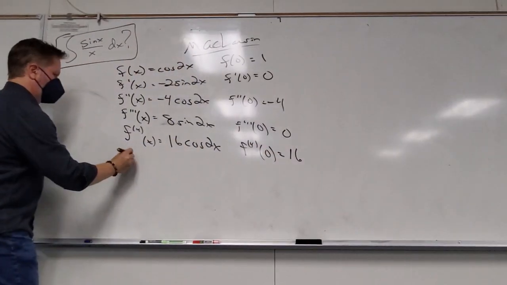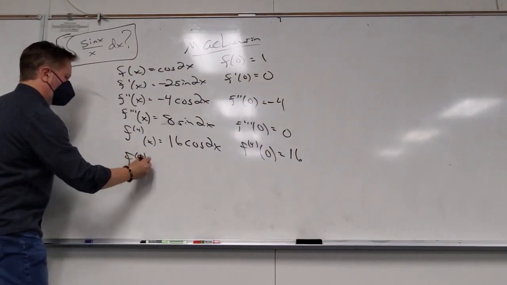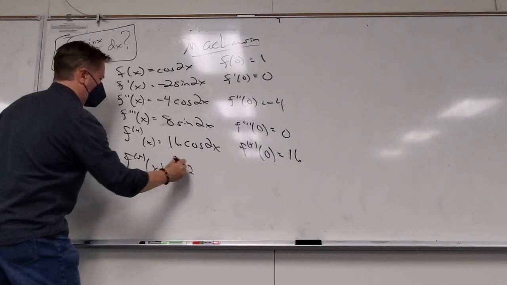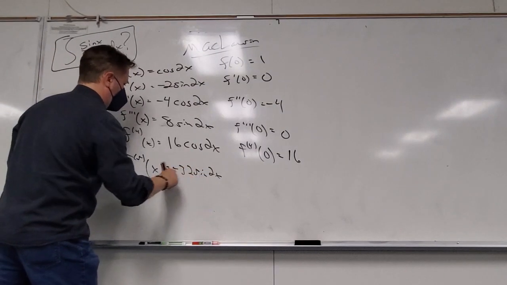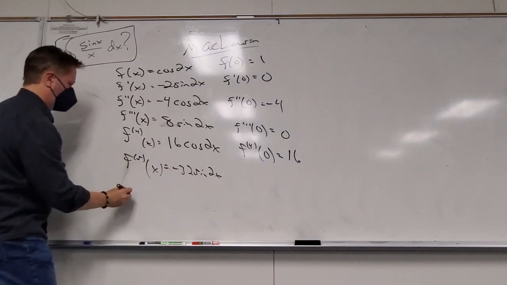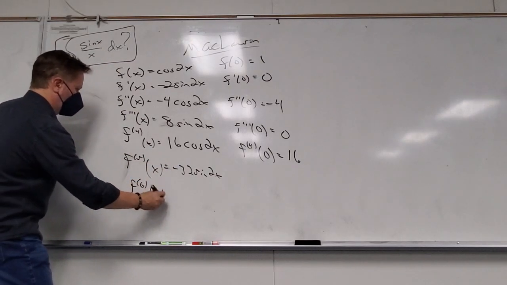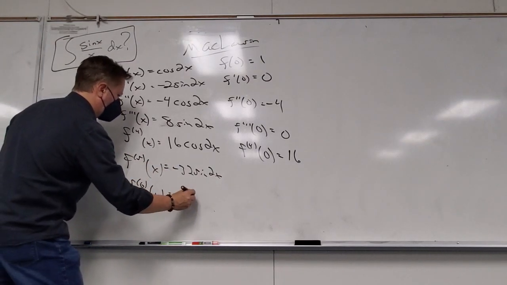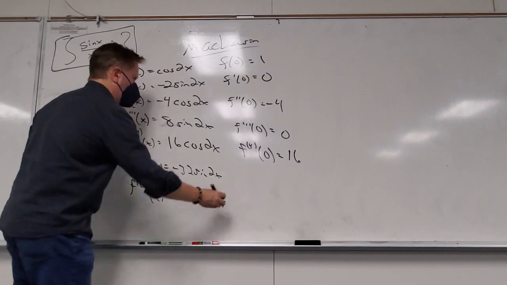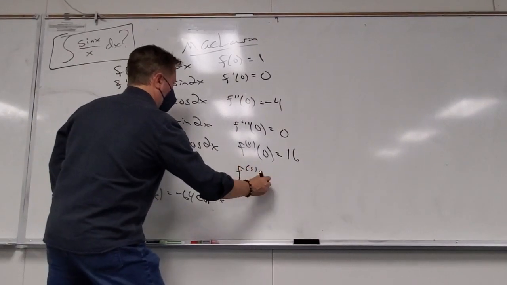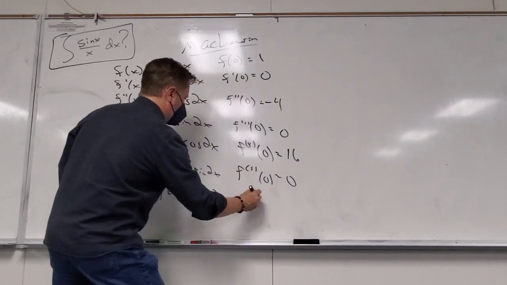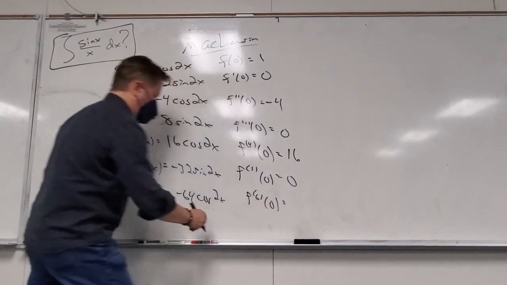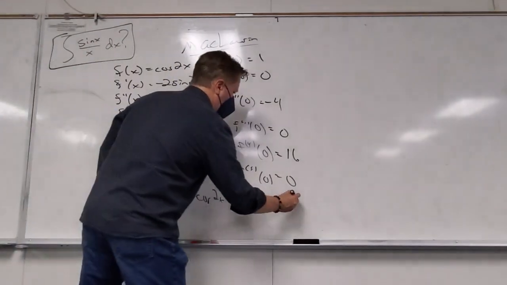Let's do two more real quick. Make sure you can see that negative. So then the fifth derivative evaluated at 0 is 0, and the sixth derivative evaluated at 0 is negative 64. Oh boy.